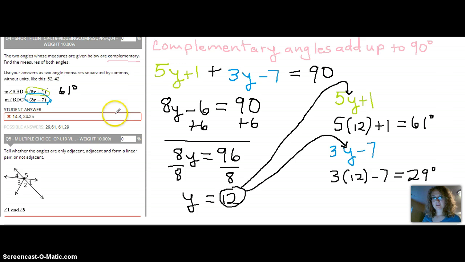So that measure we can write as 29 degrees, and we have our second answer. Now, if we did things right, we should get two angles that add up to how many degrees? Because they're complementary, that means these two angles should add up to 90. So let's check. Does 61 plus 29 equal 90? It does. So we can feel good about ourselves. We got that part right.